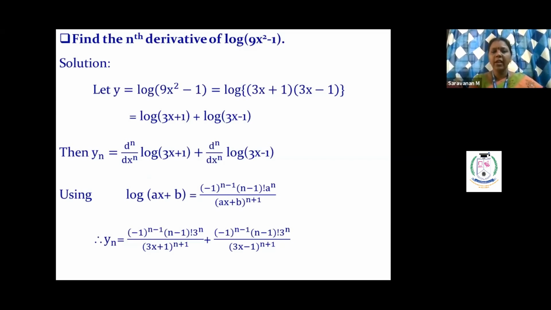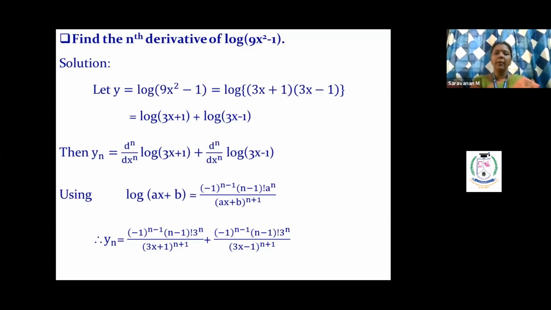It is of the form log of a squared minus b squared. So what can we write with that? You know what a squared minus b squared is: a squared minus b squared is (a plus b) into (a minus b). Here a squared is 3x the whole squared, b squared is 1 squared. So 3x the whole squared minus 1 squared can be written as (3x plus 1) into (3x minus 1). That is what I have given in the first line: y is equal to log of 9x squared minus 1 is equal to log of (3x plus 1)(3x minus 1). Now, what can we do?